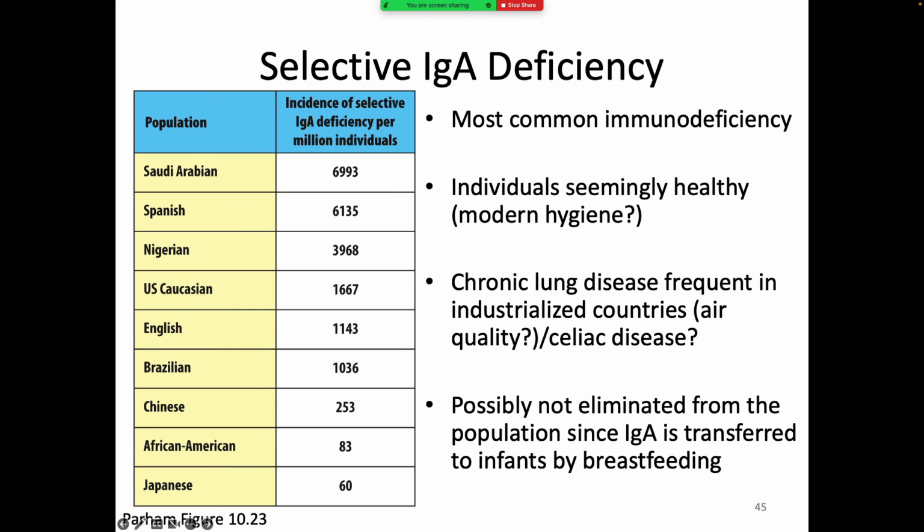As far as we know, individuals with selective IgA deficiency, so who are completely missing this isotype, are totally healthy. You could be sitting here right now with no IgA and not know it. We think the reason for this is because of modern hygiene. There is some kind of mathematical association with maybe lung disease or celiac disease in people with this, but it's actually not super clear. For the most part, these people seem completely healthy.